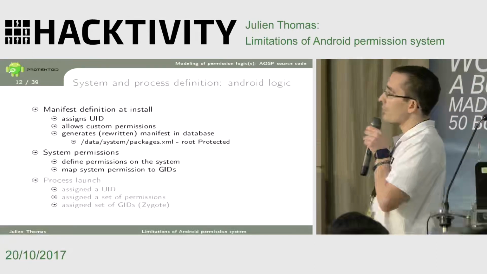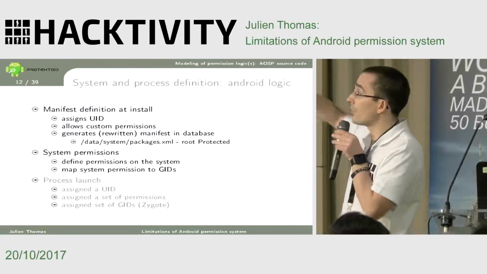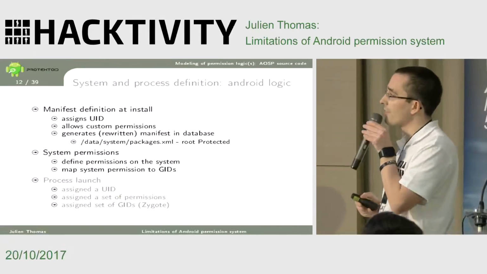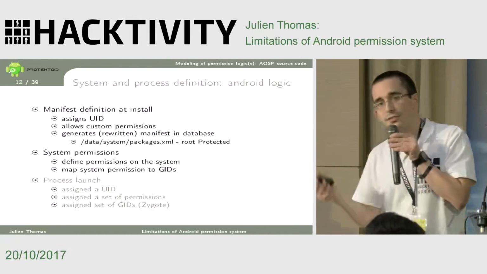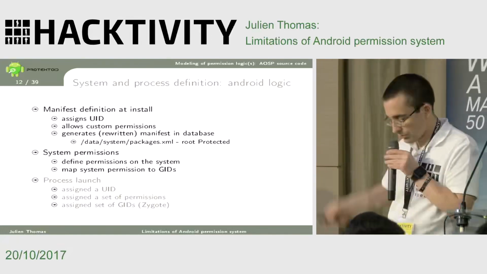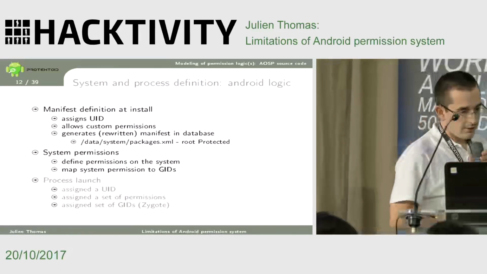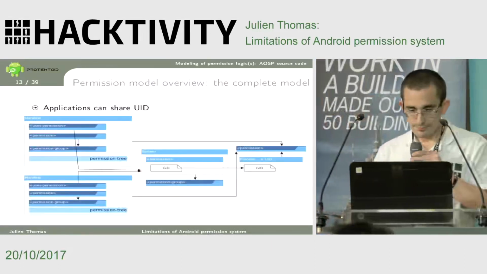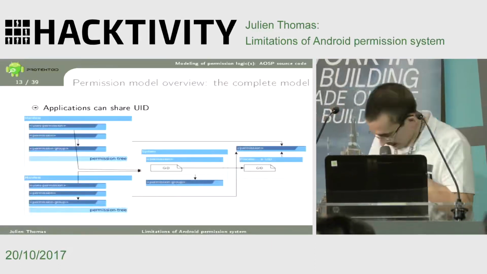Basically, when you launch an application, based on the definition you had at install, you will get a UID. Then the Zygote will use all of that together to grant the GIDs and the permissions. So basically, that's the model.